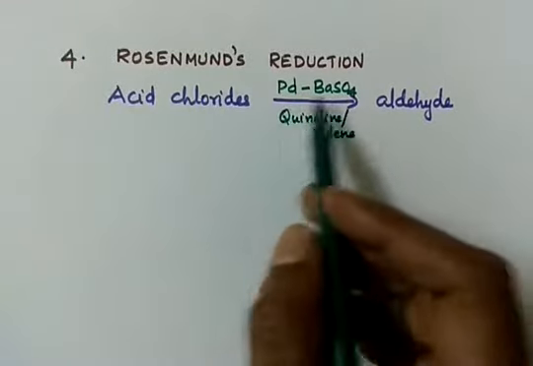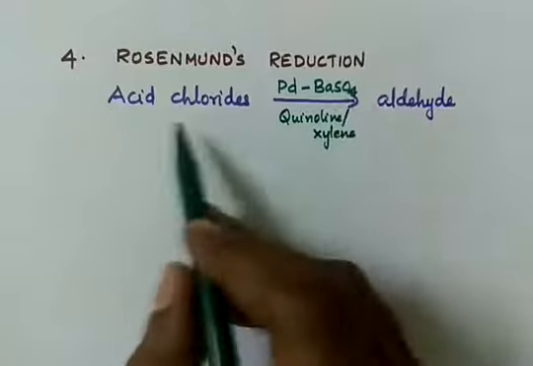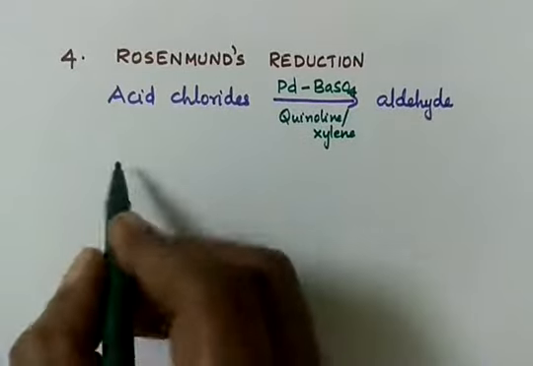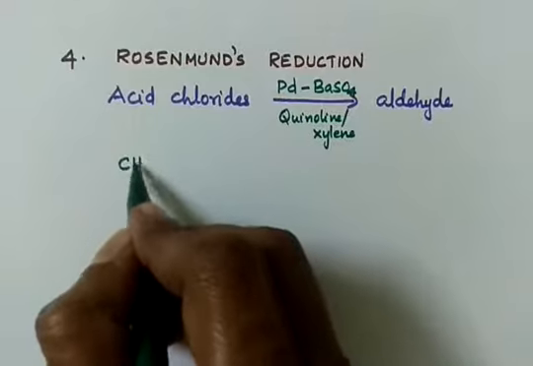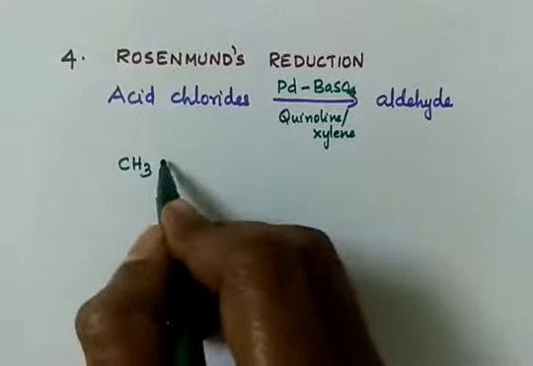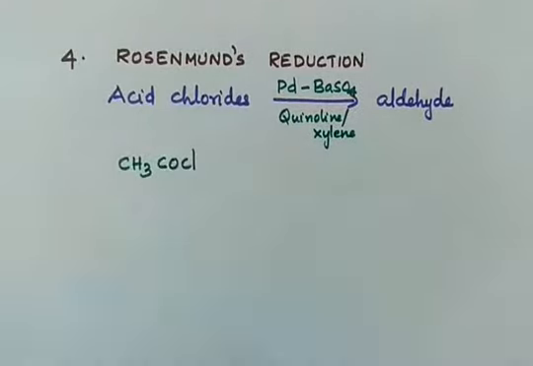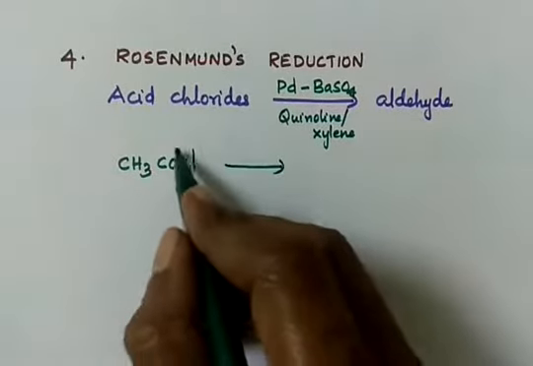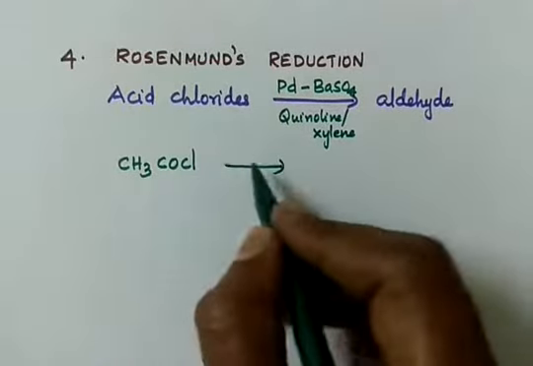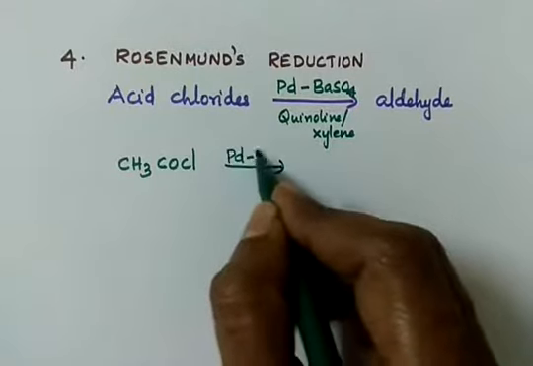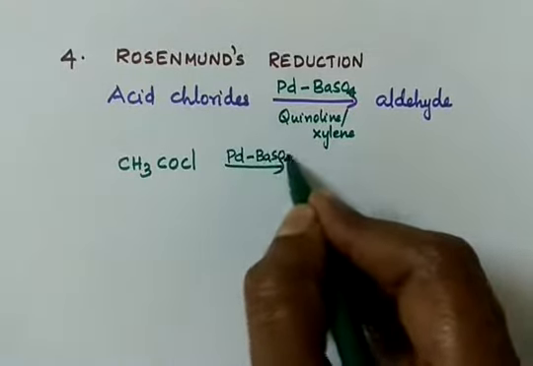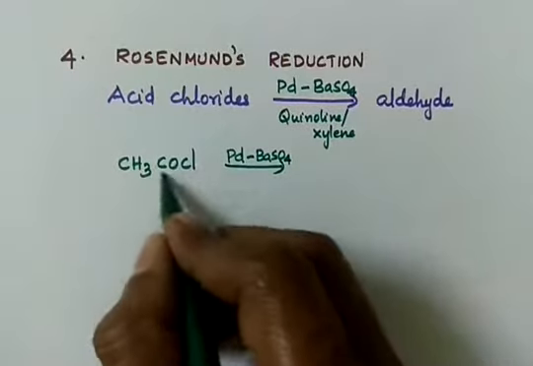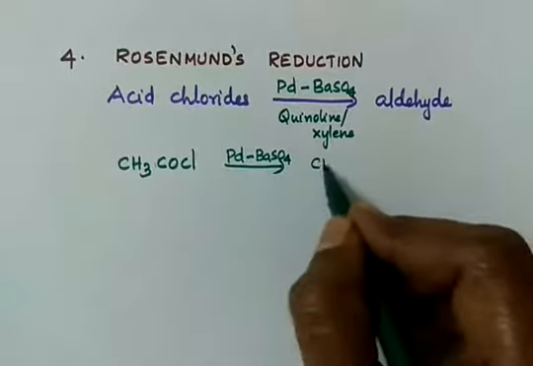In the presence of palladium and barium sulfate, acid chlorides are converted to aldehydes. For example, an acid chloride, what is the functional group? CH3COCl. The COCl group is converted to a CHO group in the presence of palladium and barium sulfate. So this will become CH3CHO.